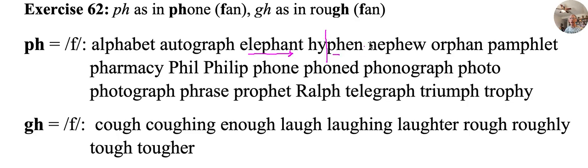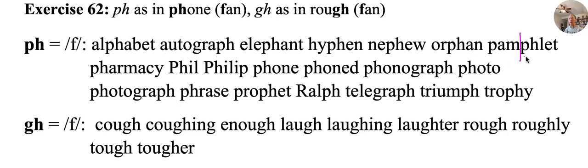Next we have hyphen. A hyphen is when you put a dash between two words like that. And the Y here has the long I sound. Next we have nephew. Orphan. Orphan is a child that does not have a mother or father, and so someone takes them in and they're an orphan.